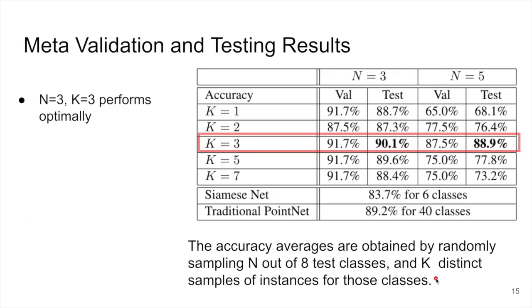K equals 3 achieves the best performance for both n equals 3 and n equals 5, with the best performance at n equals 3 and k equals 3. As seen in the table, n equals 3 performs better than n equals 5 in terms of meta-validation accuracy and meta-test accuracy.